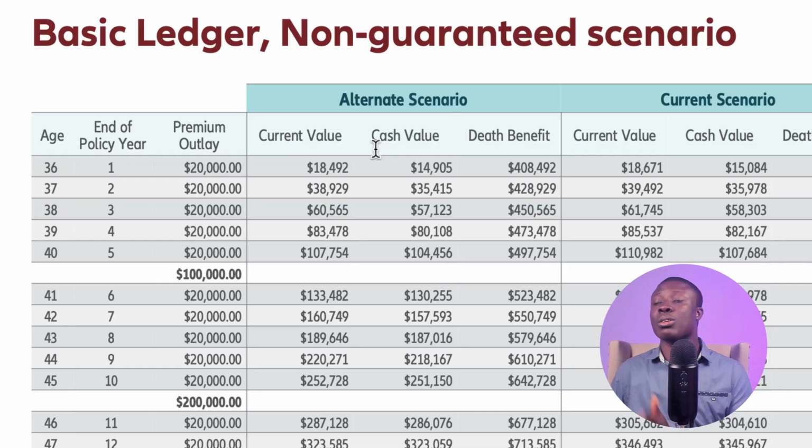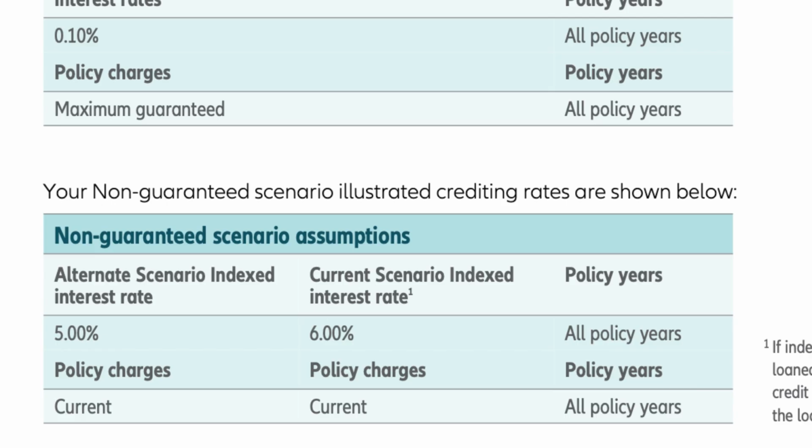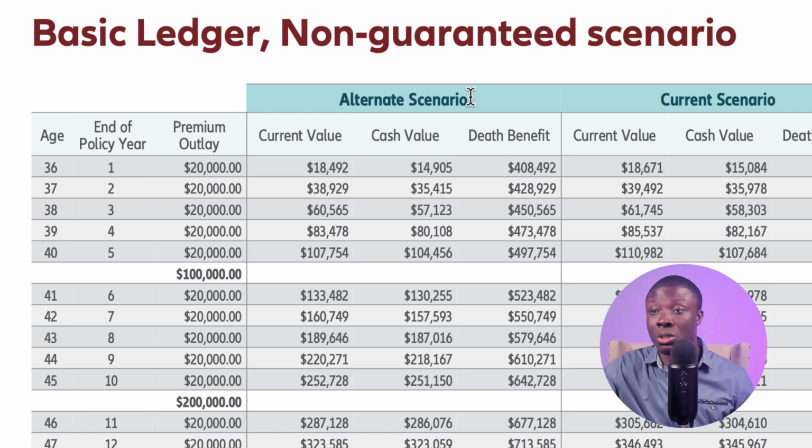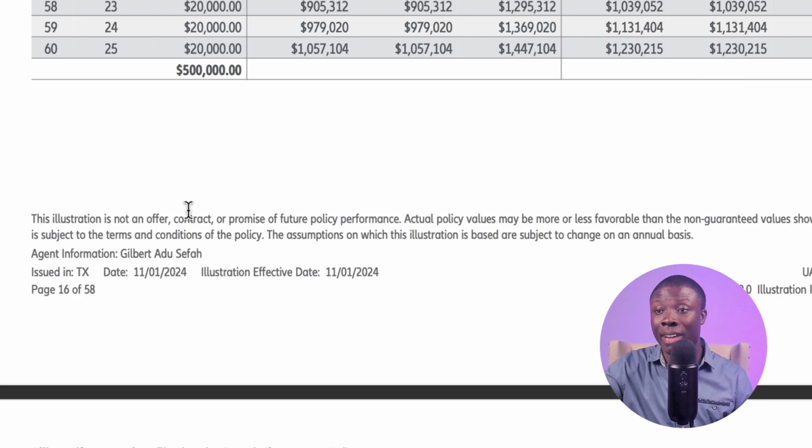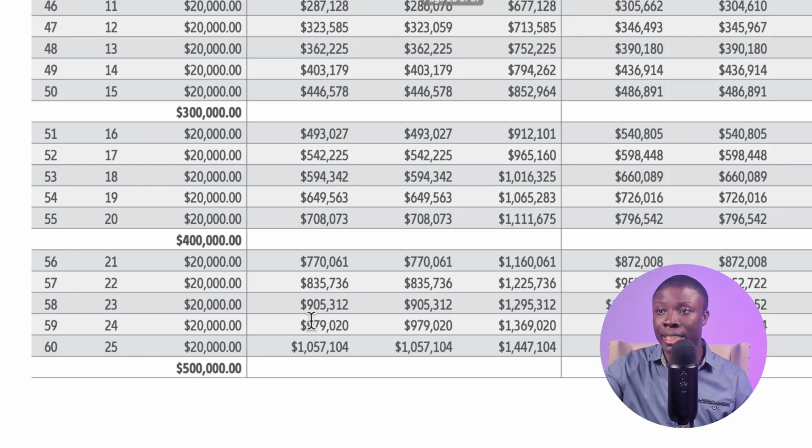Let's take a look at the non-guaranteed scenarios. So this is the non-guaranteed scenario. You see, we have the alternate scenario and the current scenario. They're almost the same. The only difference is the alternate scenario assumes 5% growth every year, and the current scenario is assuming 6% growth every year. So you see, we are paying $20,000 a year to the policy for 25 years. And then after that, no more funding the policy.